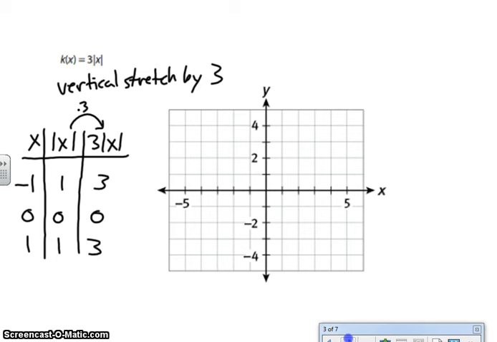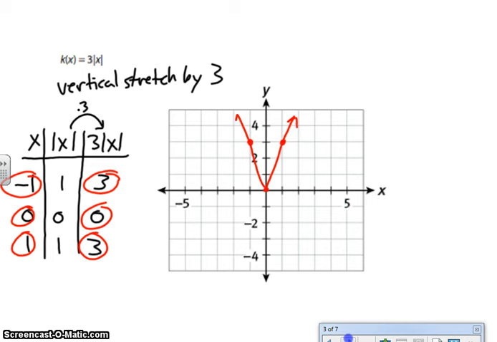Now the points I want to plot: here's my x-coordinate and here's my y-coordinate of the first point. My second point, x-coordinate and y-coordinate. Third point, x-coordinate, y-coordinate. So the table does the stretch part for us. That middle column is just to get us to that third column.